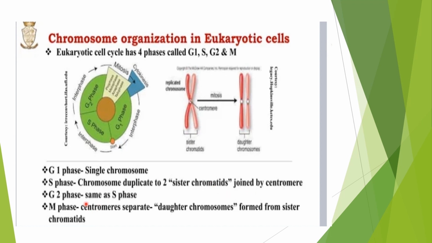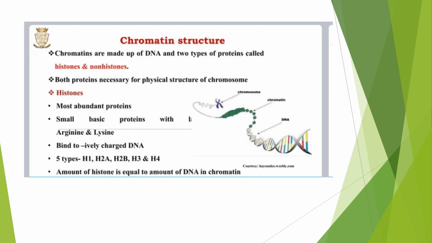During the G2 phase, the chromosome is in the same shape, in the form of two sister chromatids joined by a centromere. During the M phase, these centromeres separate from each other and daughter chromosomes are formed from sister chromatids. As you see here, this is the chromosome, and after mitotic division, or mitosis or meiosis, it is divided into two sister chromatids.